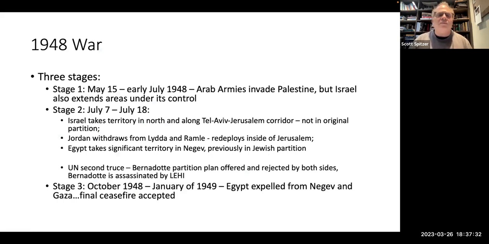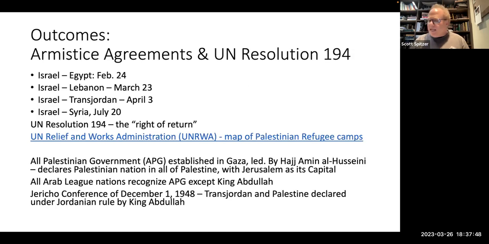That war, I'll come back to this a little bit more, but Israel takes all this territory. Let's just move on from the military victory part. You can look at this a little bit later. And at the end of it, there are a number of different things that happen.